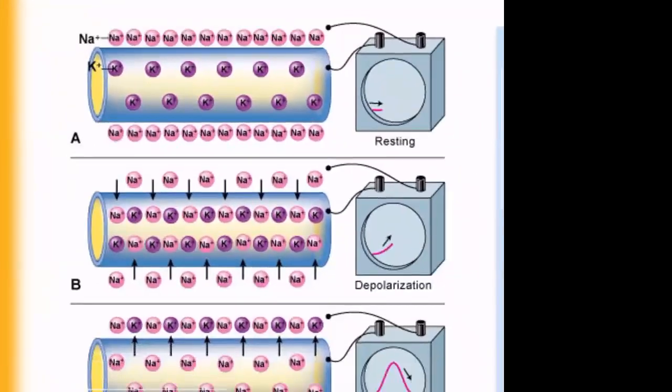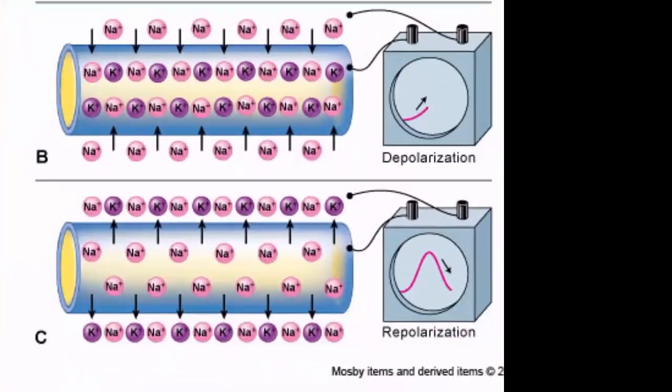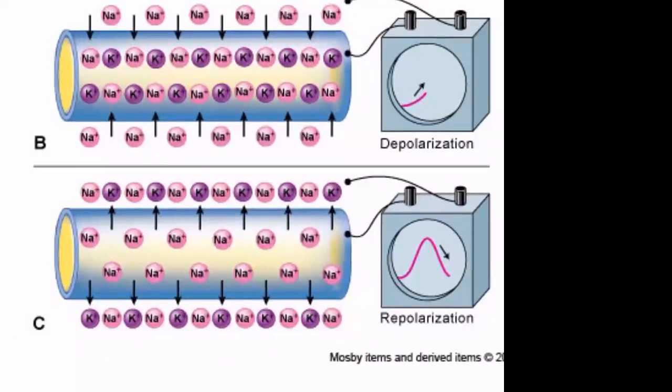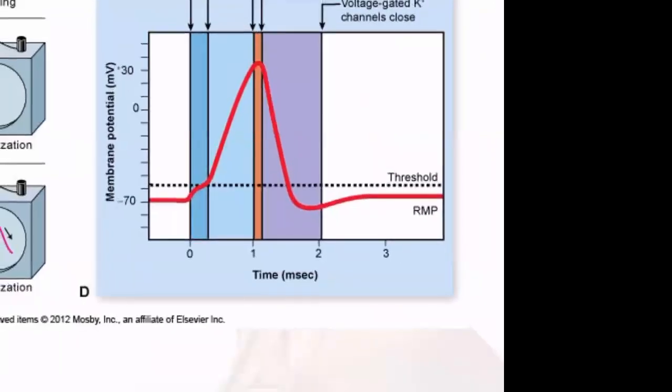Sorry. This part here, where we have this rush of sodium coming in, is what we call depolarization. This is that change of the electrical current on the inside of the cell. And then we're going to move these positive charges back out to reset the membrane to where it was before. This is what we call repolarization, getting it back to where it was. So you can see this.